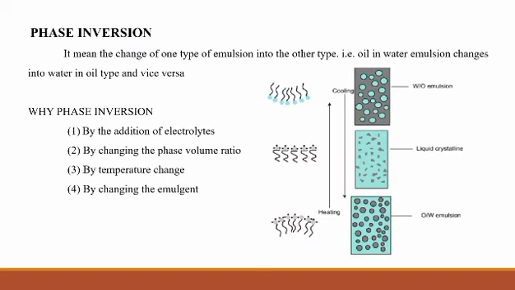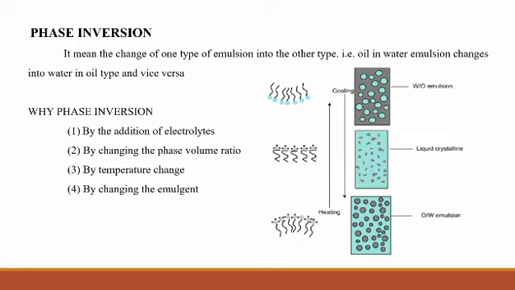So next is phase inversion. Phase inversion means that during these instability conditions, the oil in water type emulsion may change into a water in oil type emulsion, or the water in oil type emulsion will change to an oil in water type emulsion.